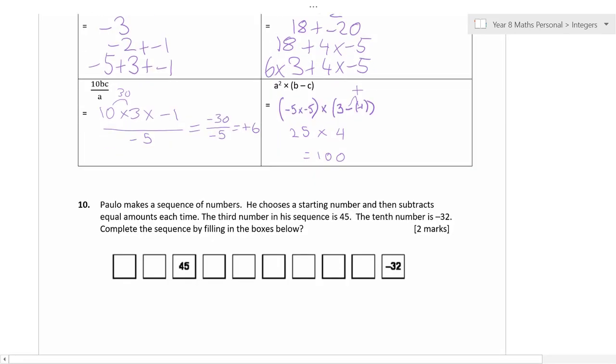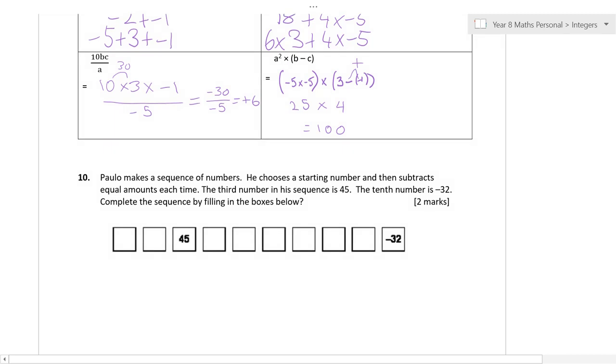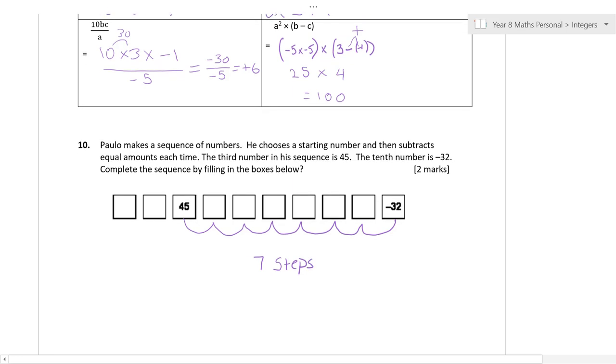Now, I'm just going to quickly do the last one and explain to you how I guess my process is. I'm looking here, I've got 1, 2, 3, 4, 5, 6, 7. This is a sequence where we're going up or down by the same amount each time. So there's seven steps, but I want to work out, I've got this minus 32 and 45. So I want to work out what the difference is of that.